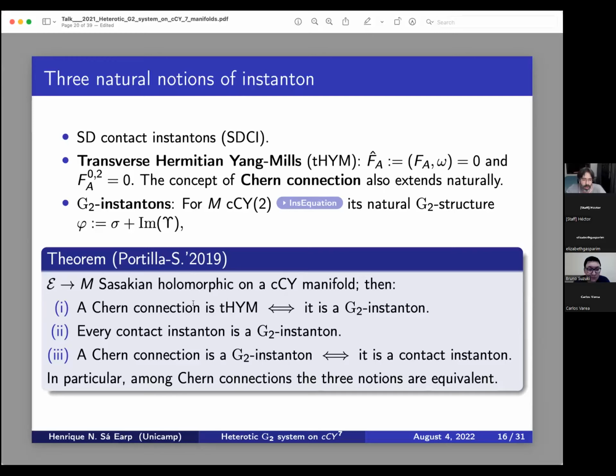you restrict attention to Chern connections, meaning connections which are compatible with the Sasakian holomorphic structure and unitary with respect to some Hermitian metric on the fibers of the bundle. Then essentially all three notions of instanton coincide. So among these compatible connections, these Chern connections, all three notions of instanton coincide, which leaves us comfortable to proceed with just about any of them, but in some sense unifies this narrative before we can go on, since there's so much structure originally there.